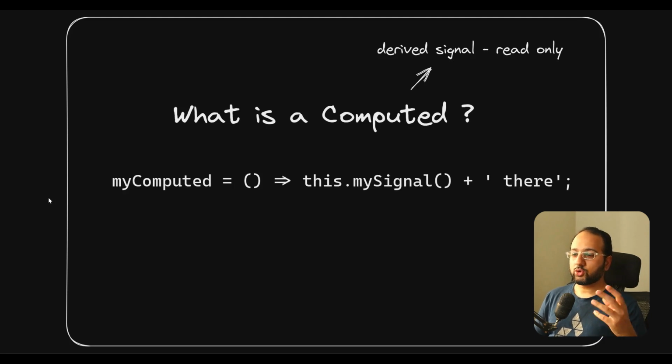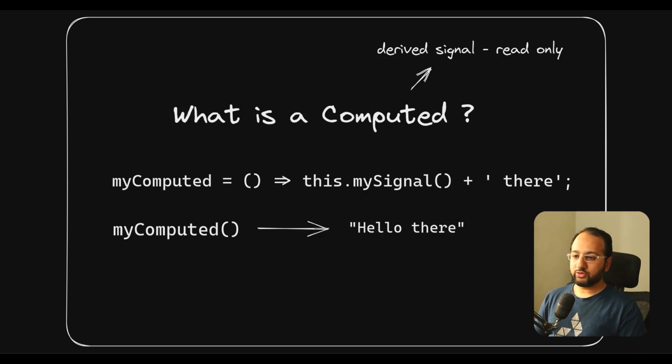The syntax for that is basically just a function in which your dependent signal needs to be using the value. So in my case, you can see that we have myComputed and this dot mySignal, which was our original signal. Notice that we are using the value and then we append something or change it or modify it to give a new value in myComputed. And how do we access it? Well, we can access it in the same way because it is also a signal, even though it is just read only. So it gives hello there here.